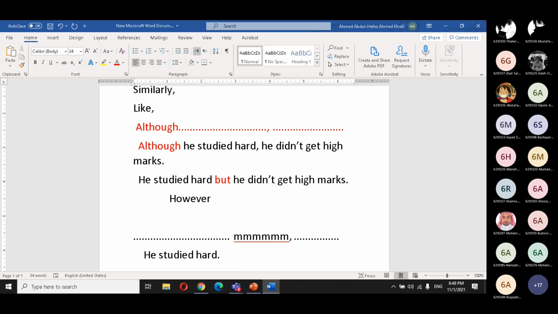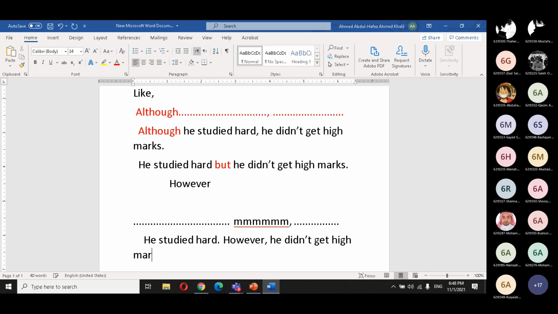And you start the second sentence with however. And you put a comma. And then you put the second sentence. He didn't get high marks. Okay? Full stop.